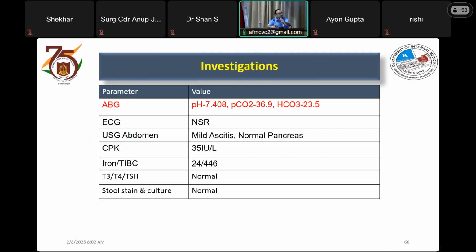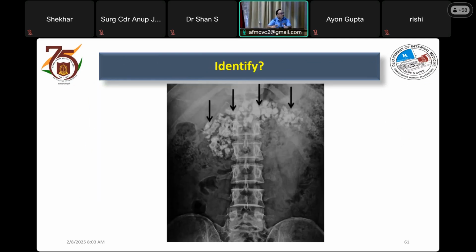So we also did ABG, which was not suggestive of diabetic ketoacidosis, and ultrasound, including X-ray abdomen, was normal. And thyroid function, thyroid was low in this patient, and stool was normal. Ashok, what is this?